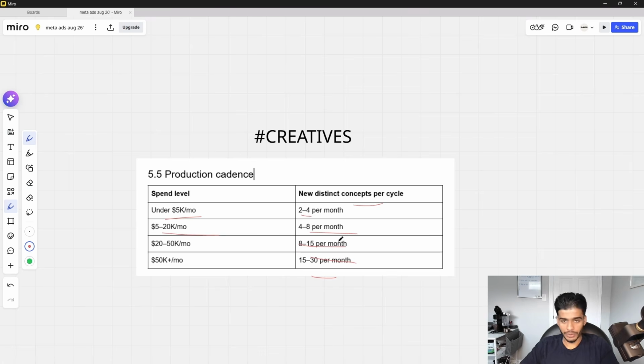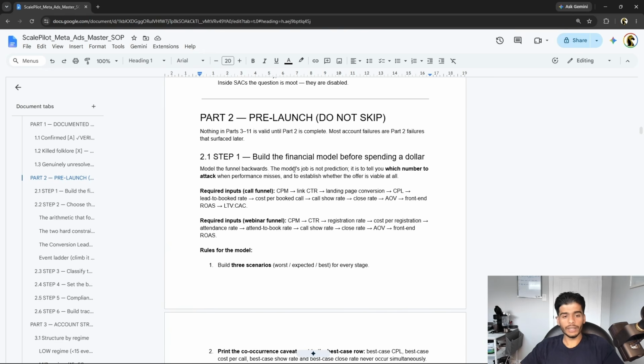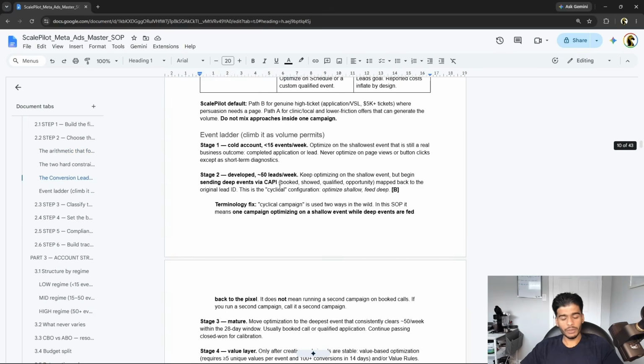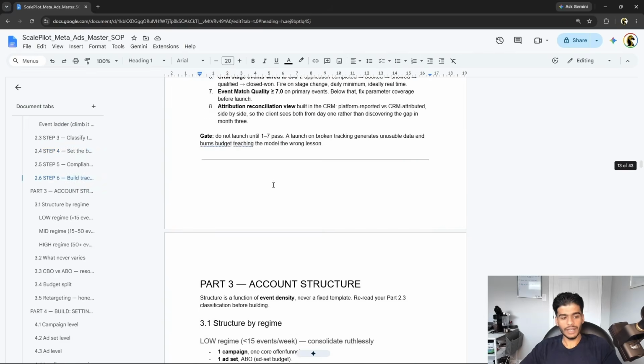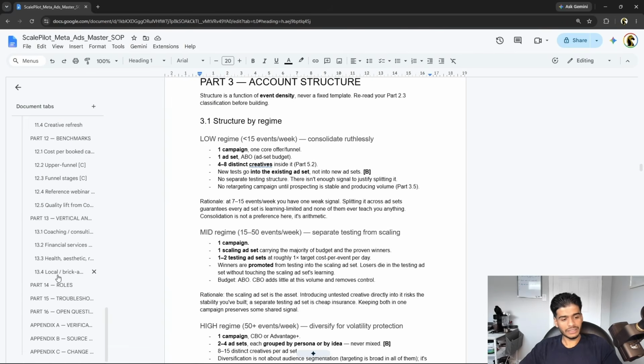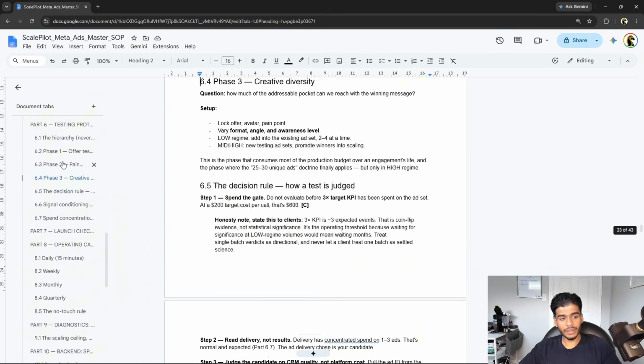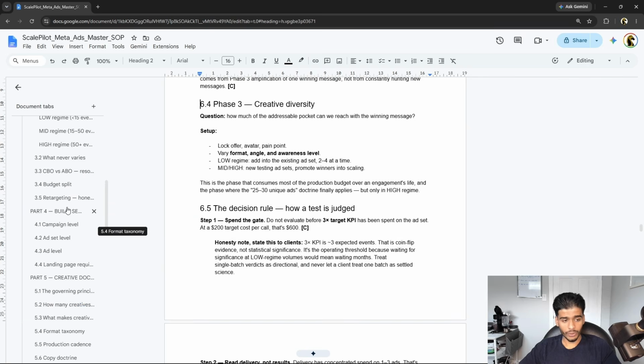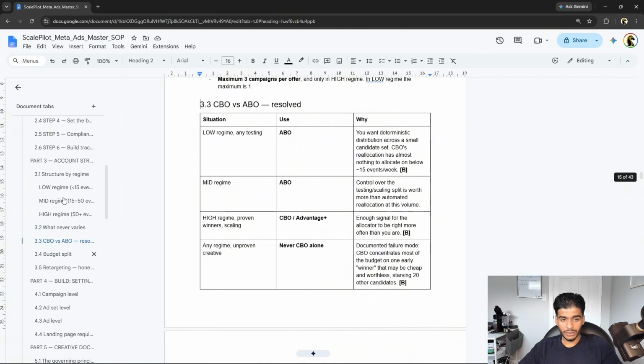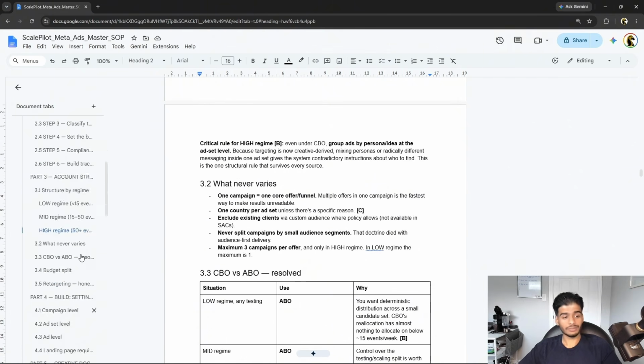Let me actually show you the SOP. Let me show you a glimpse of it, because I'm a really nice man, like we discussed before. Okay, here is a quick glimpse. I skipped to this part, but you can see how long it is. And you can see all the stuff I talked about. You can see the daily pain point. This is some creative testing frameworks. You can see ABO, CBO, low regime, mid regime, high regime, everything I talked about.